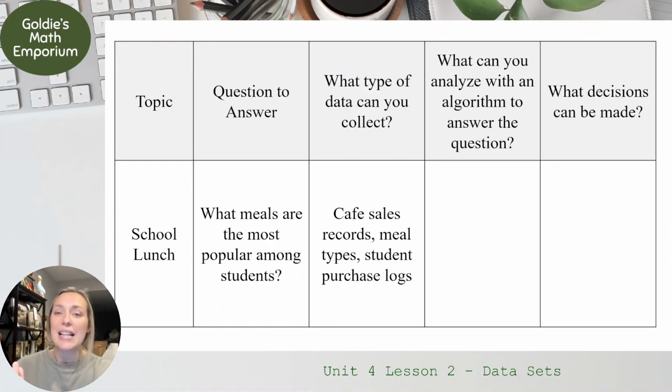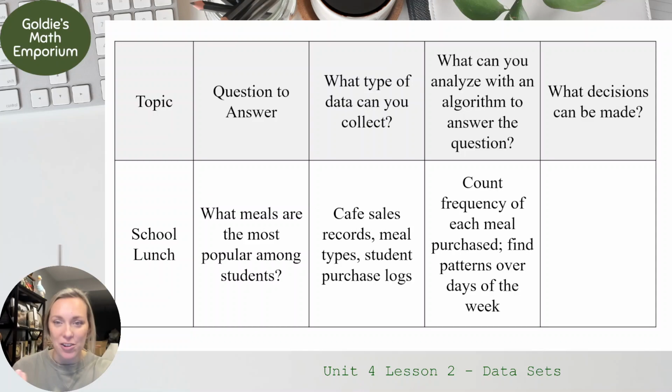Then what can we do to analyze this with an algorithm? Well, we can count the frequency of each meal purchased. We can find patterns over different days of the week. Maybe something's more popular on Monday versus Friday. We can use algorithms to help answer this question, right?